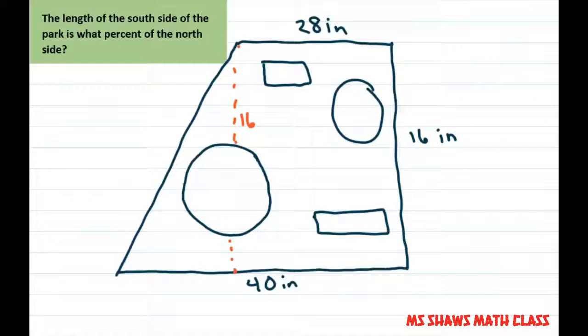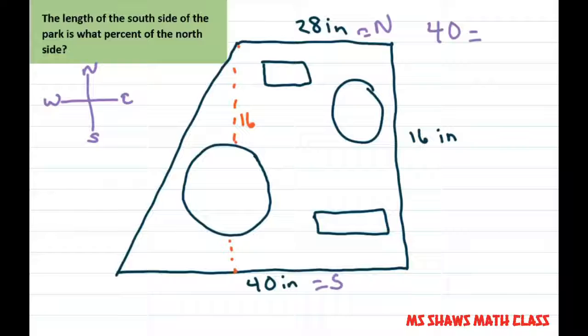And the last question says the length of the south side, so this is like north, south, east, west. And so they want to know what percent the length of the south side, which is 40, is of the north side. So this is your south side. This is your north side. So the south side is what percent, so I'll just put X percent of the north side, which is 28.